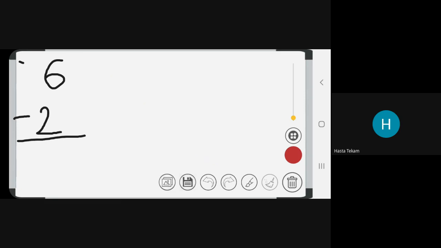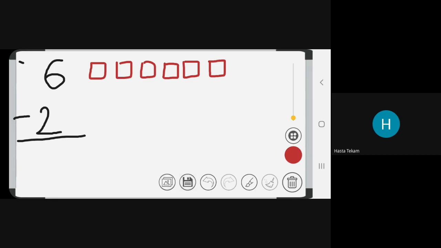You can draw any object. Draw 6 objects, maybe squares. 1, 2, 3, 4, 5, 6. And now what we are going to do? How many are these? 1, 2, 3, 4, 5, 6. If 2 are cut from 6, how many will remain?